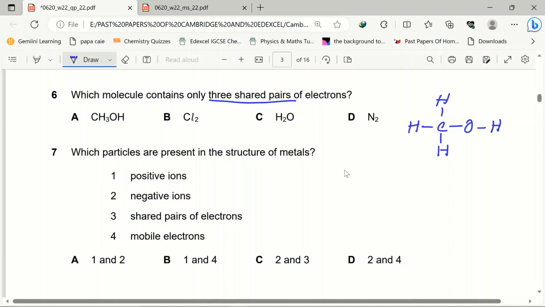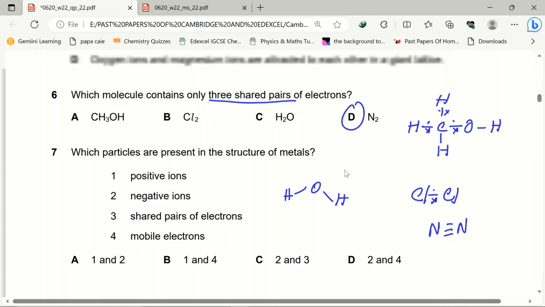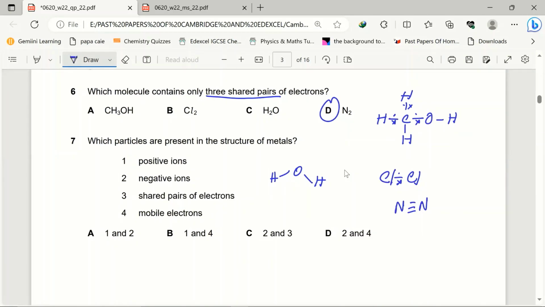Then Cl2, so chlorine bonded with chlorine. You know, 1 bond means 1 dot cross. So it's only 1 shared pair of electrons. In water, O, H, and H, we can see we have 2 shared pairs of electrons. And in nitrogen, we know nitrogen is a triple bonded compound, nitrogen triple bond nitrogen. And as I said, 1 bond means 1 dot cross, so dot cross, dot cross, dot cross. We have 3 shared pairs of electrons. So D is the only correct answer for question number 6.